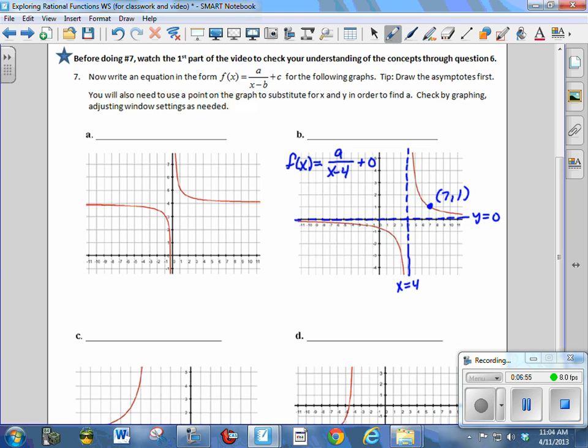So what I'm going to do is plug 7 in for x and 1 in for y and solve for a. So I can say 1 is equal to a over 7 minus 4, or a over 3. If 1 is equal to a divided by 3, I can multiply both sides by 3, so 3 is equal to a. So now I know what a is. So I can write my equation, f of x is equal to 3 divided by x minus 4 plus 0. You don't really need the plus 0, but if you want to put it exactly in this form, then you could do that.